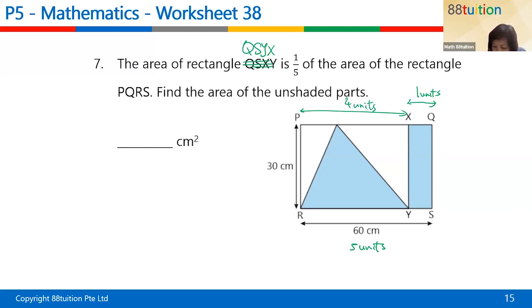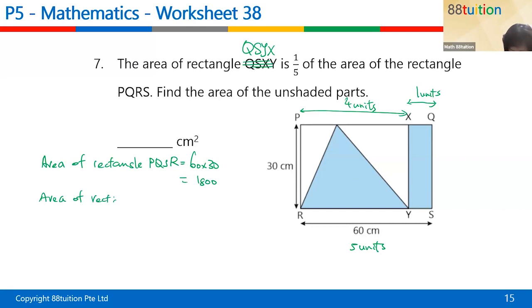So here you are asked to find the unshaded parts. So now you can do the whole area of the rectangle first. Then slowly we size down to 1 unit. Okay, so first thing is area of the rectangle first. And this rectangle is called PQSR, which will be 60 by 30. Okay, that gives me 1800 square centimeter. Now, then I need to find this so-called PXYR. Okay, rectangle PXYR.